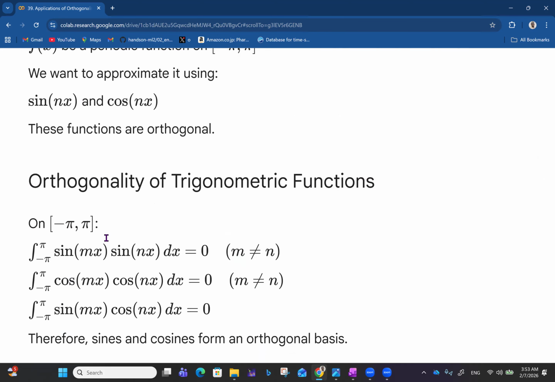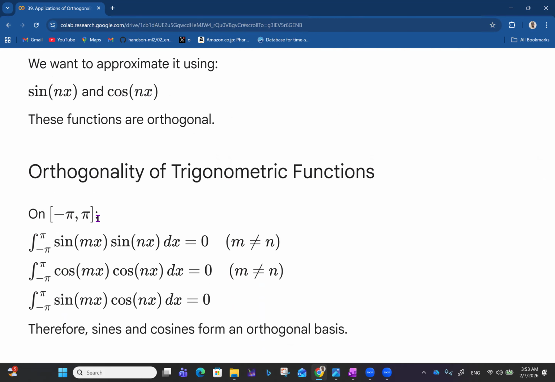Okay. So orthogonality of trigonometric functions tells us that on this closed interval minus pi to pi, the integral from minus pi to pi of sine mx sine nx dx is equal to 0 for m not equal to n. Then cos mx cos nx dx is equal to 0 also for m not equal to n. Then sine mx cos nx dx is also equal to 0 over the same interval, for any m and n. Therefore, we can say that sine and cosine form an orthogonal basis.